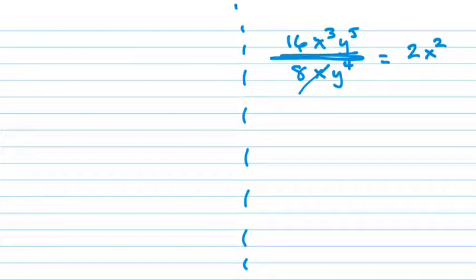Let's go to the next one. Y to the fifth, y to the fourth. Is there a y in the top and the bottom? Yep. Which one's the smallest one? The bottom, the one with y to the fourth. So we can divide by y to the fourth.